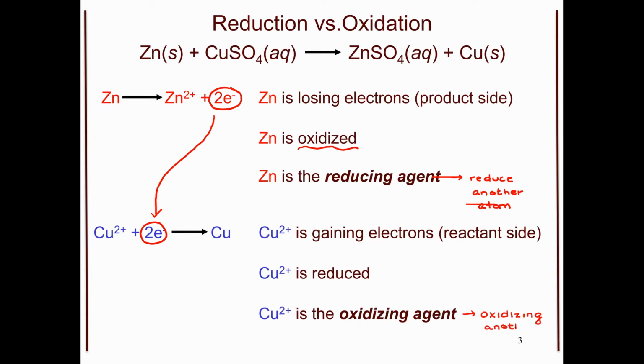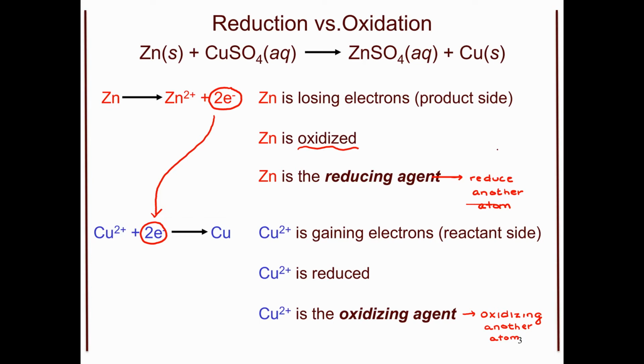So as we go through our terminology, remember that you can always think of a very nice process. Is it gaining or losing electrons? What does that mean for the name? And then a lot of students will say, oh, it's just opposite, but it's not. Remember that if you're the reducing agent, you must reduce another atom. That means you therefore must be oxidized, and vice versa for our oxidizing agent.